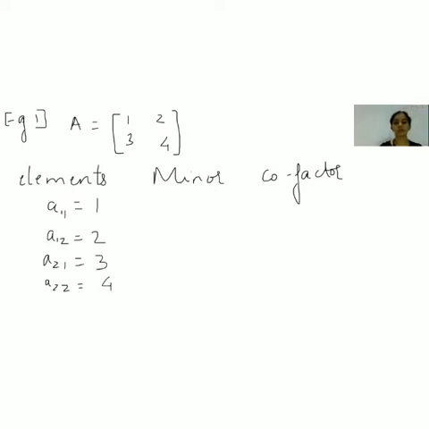Then how do we find the minor? I had said to hide the row and column in which that element lies. A11 lies in the first row, first column. Let us hide that.